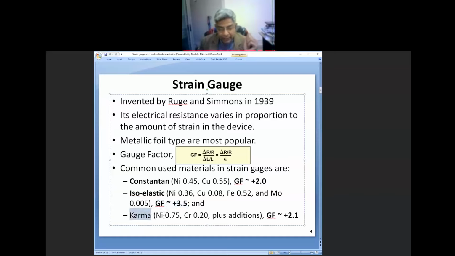Then another material, karma, again an alloy, nickel chromium plus additions, has a gauge factor of about 2.1. So most of the time, these strain gauges that we use have a gauge factor of about 2.